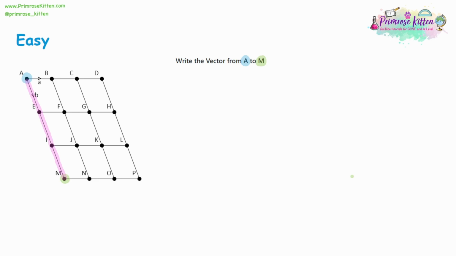Now we know that A to E is vector B, so that means that E to I is the same direction and the same length, so this will also be vector B, and I to M will also be vector B. So to take that full path, we're going to do a vector B plus another vector B plus a third vector B. Altogether, that's going to be 3b. So we write this: the vector from A to M is equal to 3b, and we have a little arrow above it as well to show that it's a vector. So we write it like this.